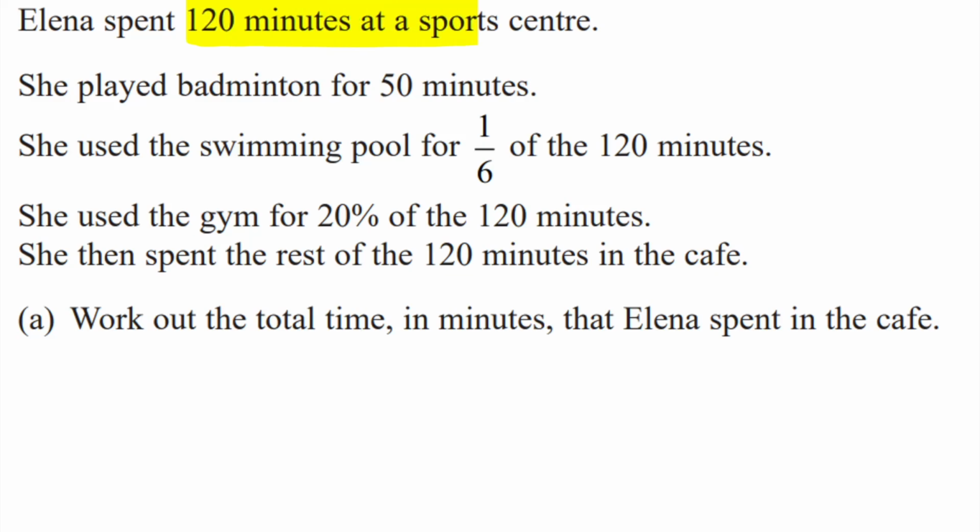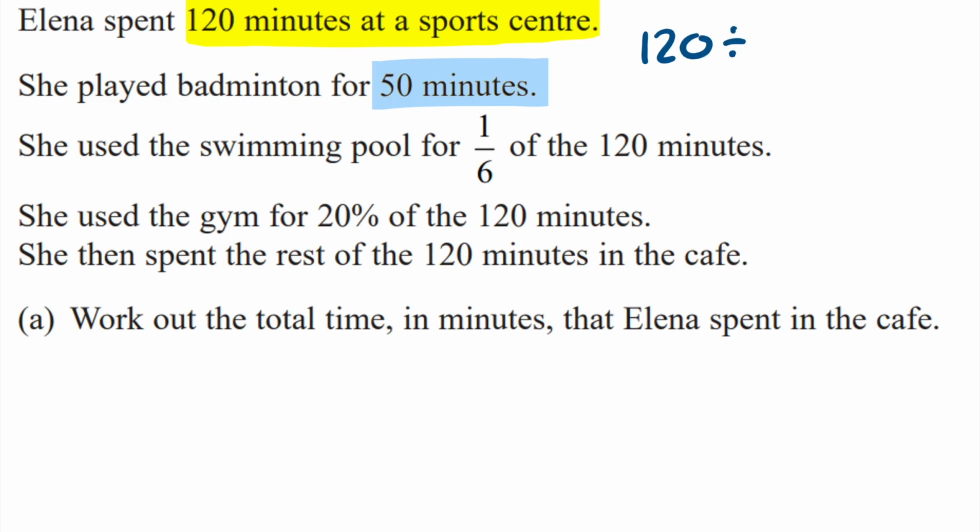So in total, Elena spends 120 minutes at the sports centre. She then plays badminton for 50 minutes. She then swims for 1/6 of the 120 minutes. So we need to find out what 1/6 of 120 is.